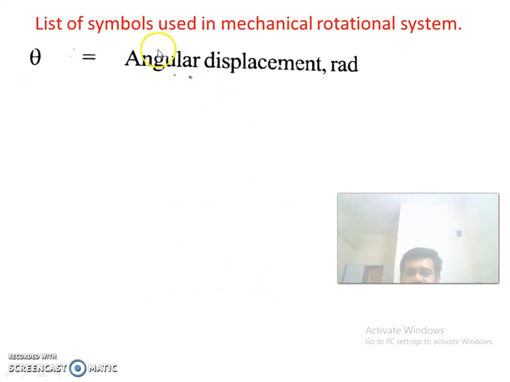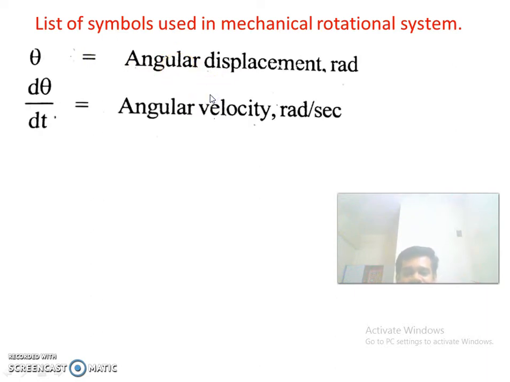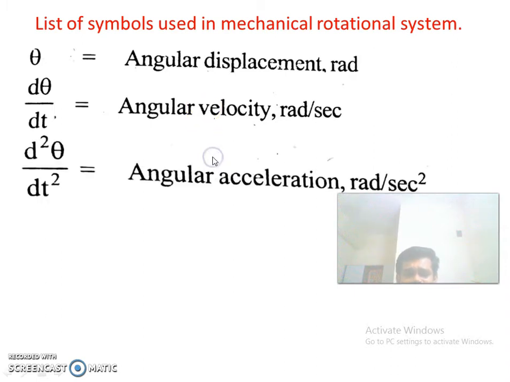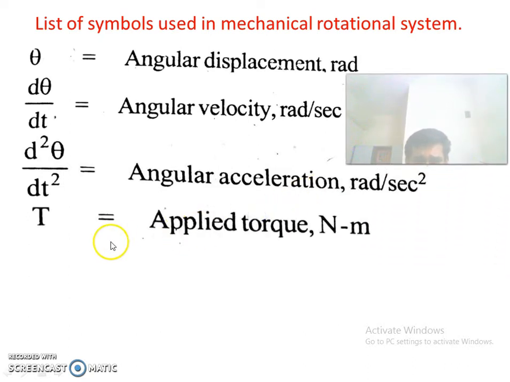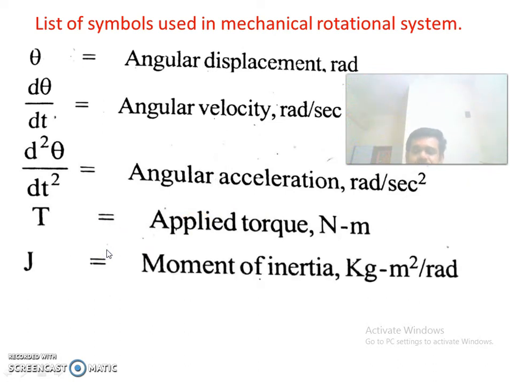Now we are going to see the list of symbols used in this mechanical rotational system. Theta is the angular displacement in radians, d theta by dt is the angular velocity, and d square theta by dt square is the angular acceleration. Then T is the applied torque.